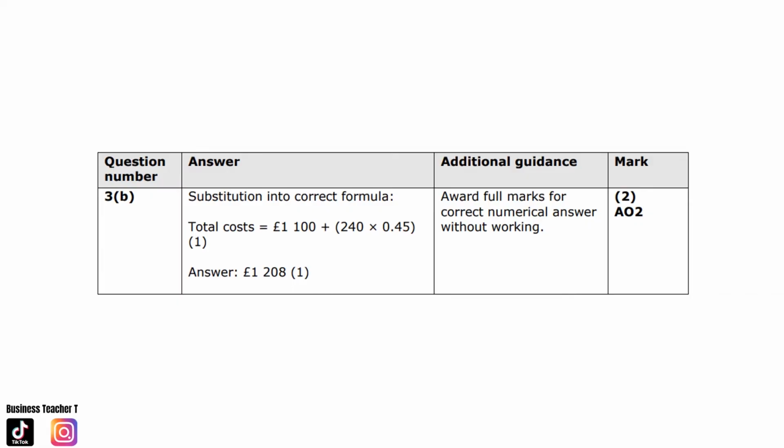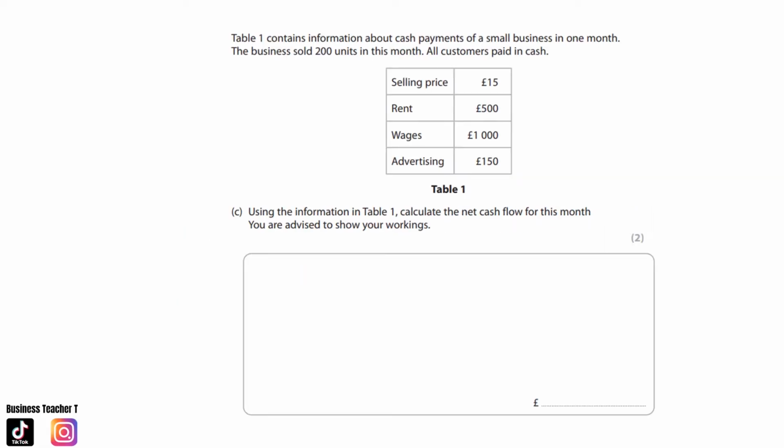On to another calculation question. Table 1 contains information about cash payments of a small business in 1 month. The business sold 200 units in this month. All customers paid in cash. Using the information in Table 1, calculate the net cash flow for this month. You are advised to show your workings.